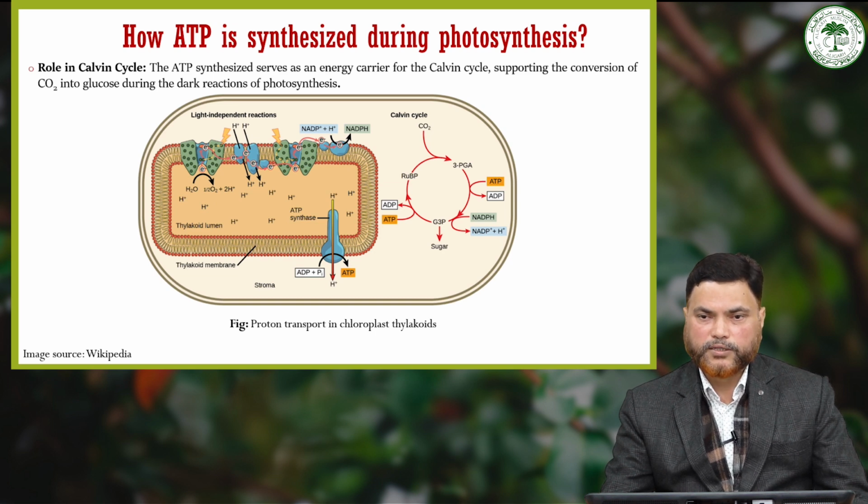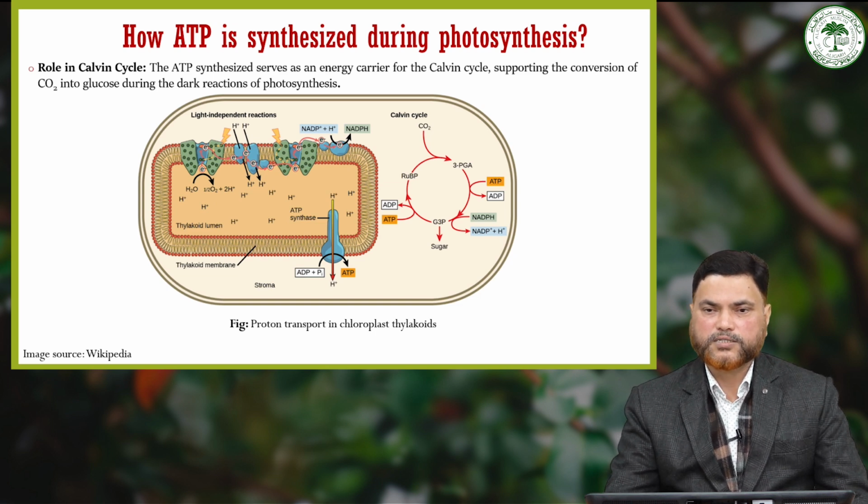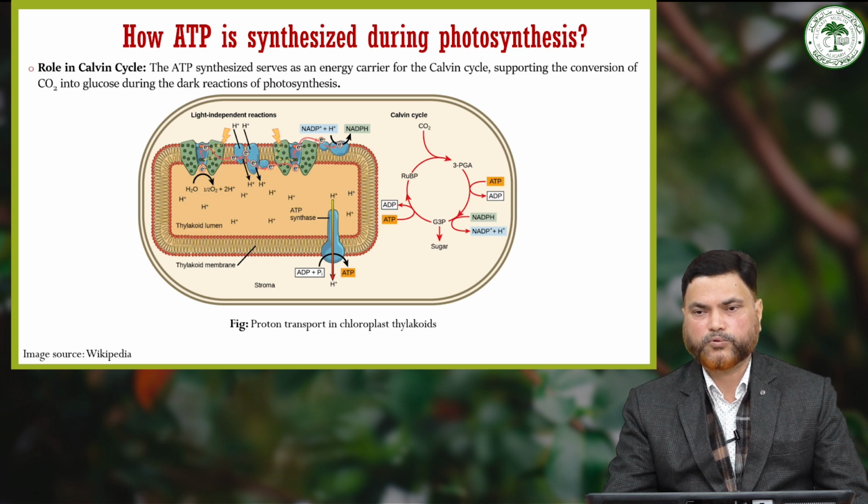The accumulating protons in the thylakoid lumen pass back across the thylakoid membrane to the stroma through ATP synthase, and this ATP synthase is also known as coupling factor CF0 and CF1. What does ATP synthase basically do? It catalyzes ATP synthesis as protons flow back along the electrochemical proton gradient.